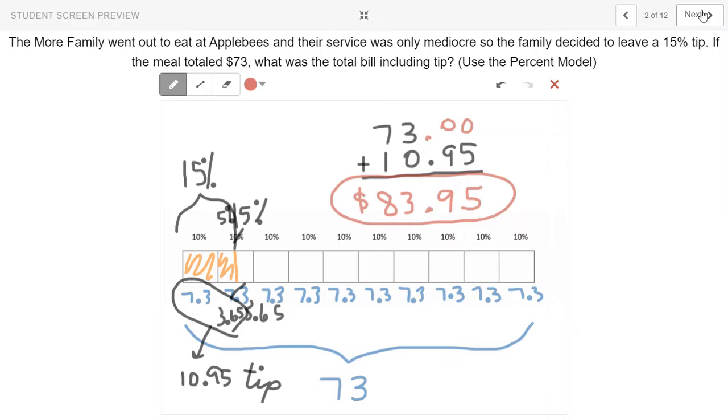Now the question's asking what's the total bill including tip. So we added the meal plus the tip, and there was $83.95.